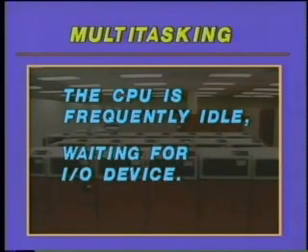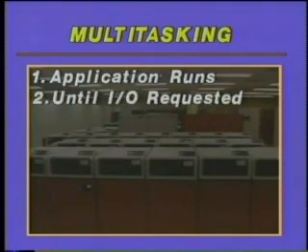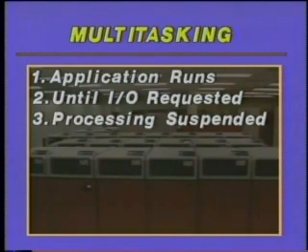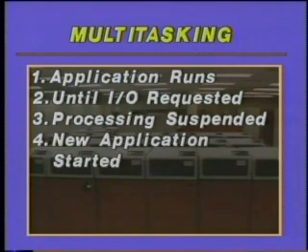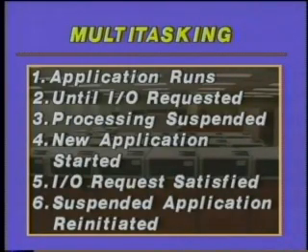The operating system accomplishes multitasking by allowing an application program to run until it requests I/O. The operating system then suspends CPU processing for that application and starts another application, which continues until it needs I/O. The operating system will initiate as many applications as are needed to keep the CPU busy. When the I/O requests are satisfied, the operating system will reinitiate a suspended application. This is just one example of the types of relatively sophisticated function performed by the operating system.